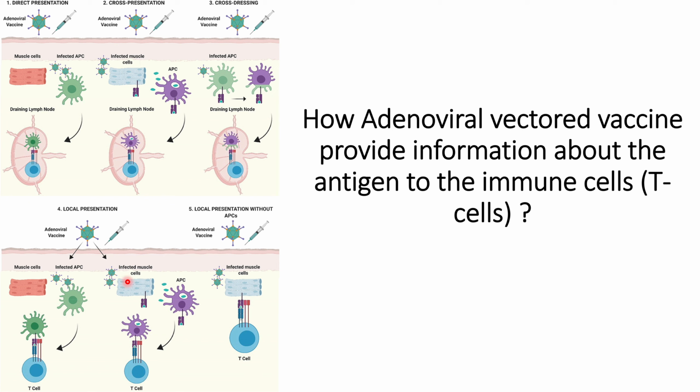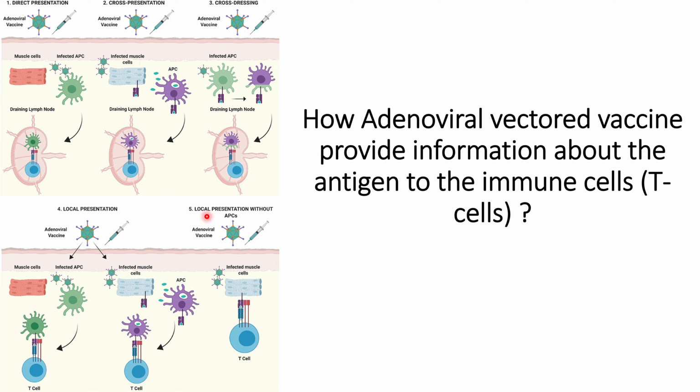And the other way, similar to cross presentation, is that the adeno associated virus infects the muscle cells, and through phagocytosis the antigen information present in the adeno associated virus is transferred to the antigen presenting cells, and then they provide that information to the T cells in the local environment or at the vicinity of the vaccine injection. So this is similar to case 1 and case 2. The only difference is that the T cells are present at the site of vaccine injection.